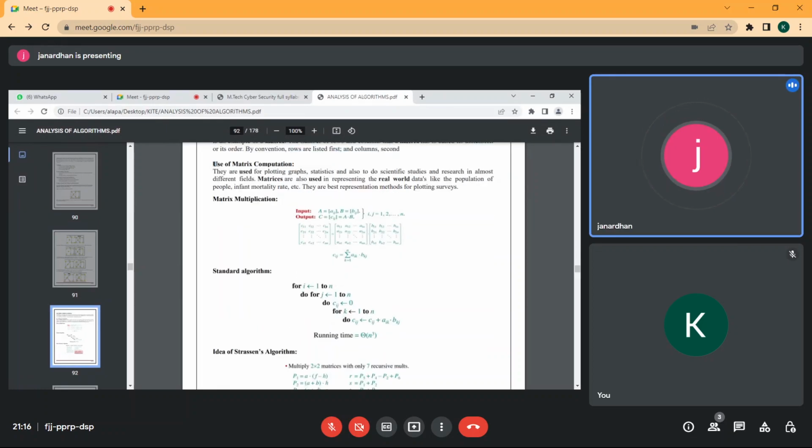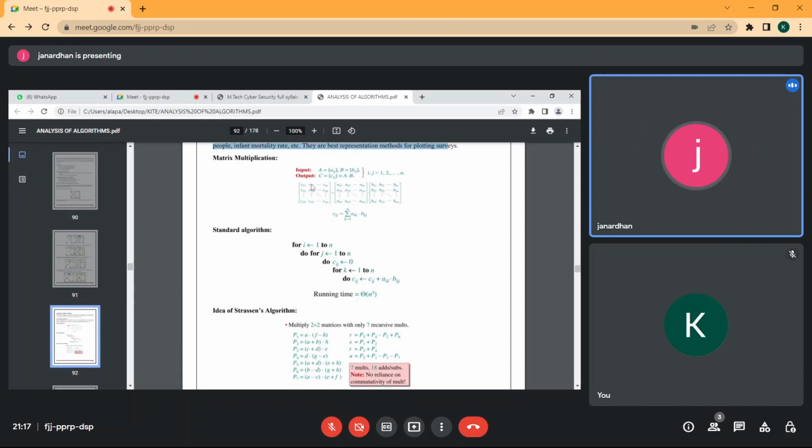Next, use of matrix computation. They are used for plotting graphs, statistics, and also to do scientific studies and research in almost different fields. Matrices are also used in representing the real world data like the population of the people, infant mortality rate, etc. They are best representation methods for plotting surveys.